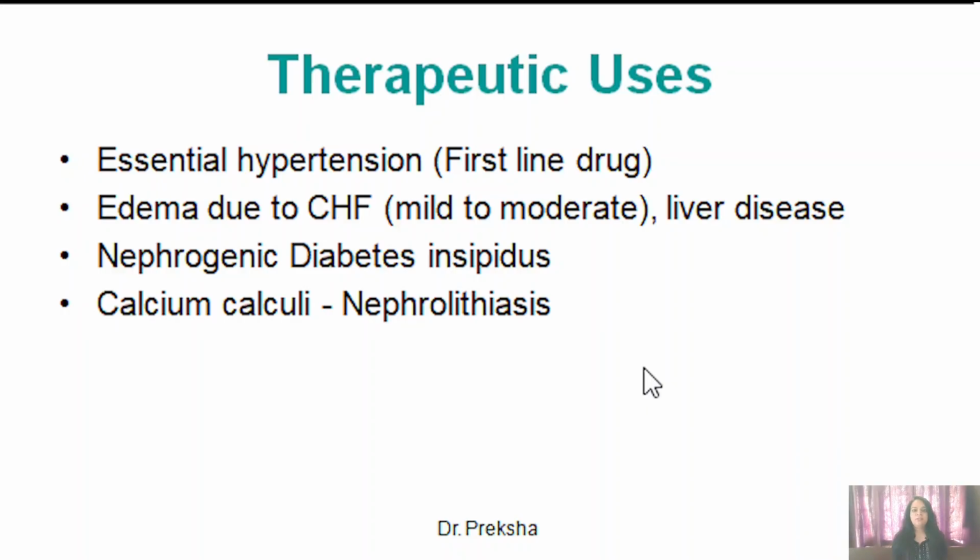Now coming to the therapeutic uses of the thiazide diuretics. So thiazide diuretics are the first line drug for the treatment of essential hypertension. It is also used for the treatment of edema due to congestive heart failure, which may be of mild to moderate severity, and also in case of liver disease. Thiazides are also useful for nephrogenic diabetes insipidus and in case of calcium calculi, which is known as nephrolithiasis.